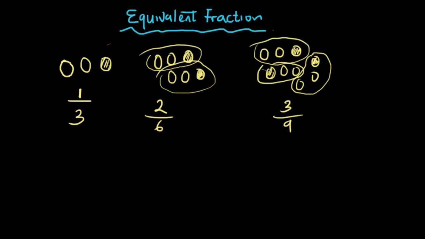Now, can you see, as I increase the number of total eggs, my share also increases. And these fractions are said to be equivalent. They are equal. 1 over 3 is equal to 2 over 6, and it's equal to 3 over 9.